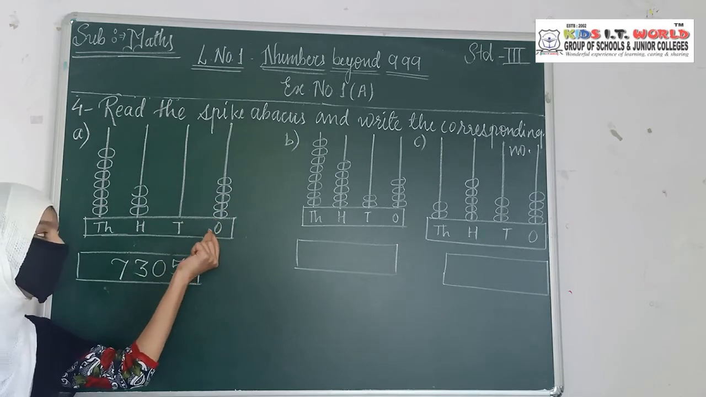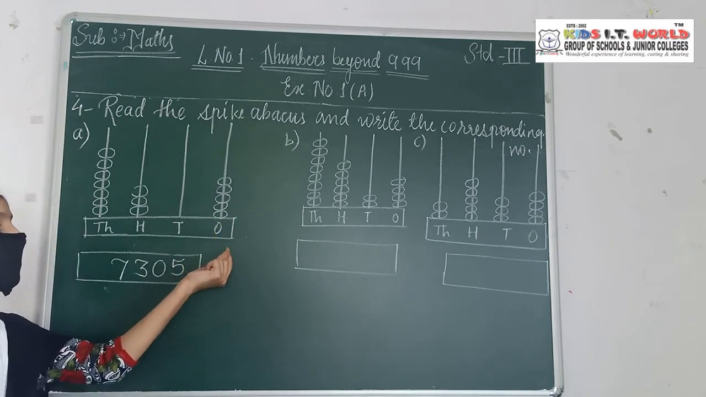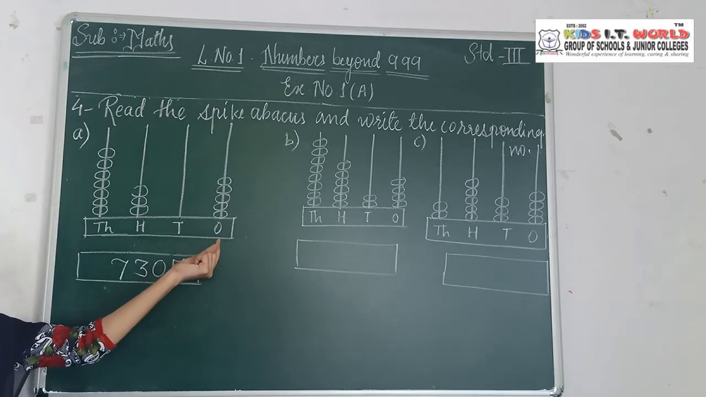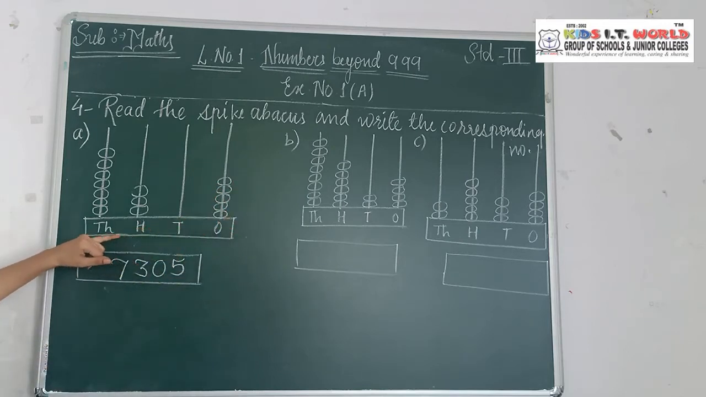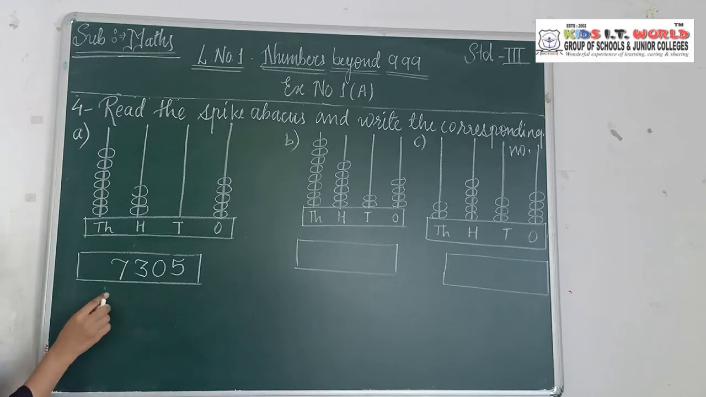Understood students? In this way you have to count the balls from the abacus. Just start from the extreme right position, that is the place value on the extreme right position is ones. So count it on the ones, then tens, then 100, then 1000 and write the value in this way.